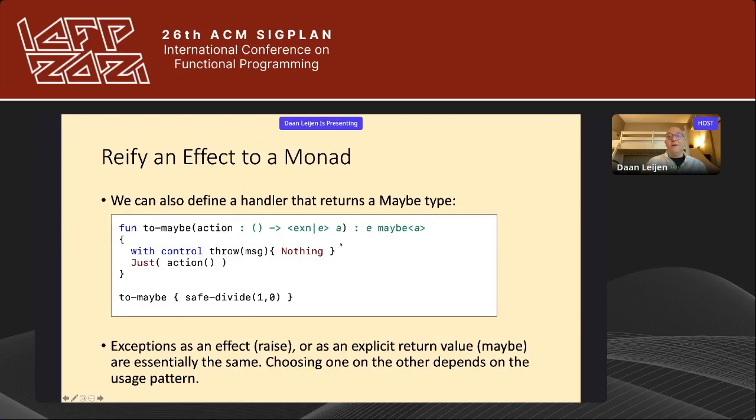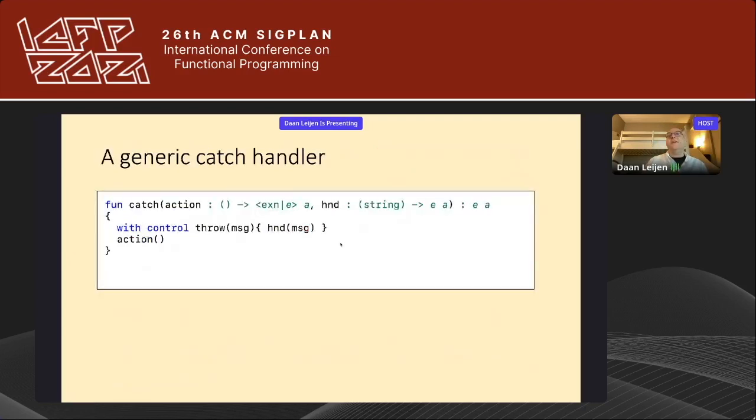So we leave out handler, right. Here's a generic catch handler. Instead of nothing and just, we can also have just a handler, right? That handles it in a particular way.